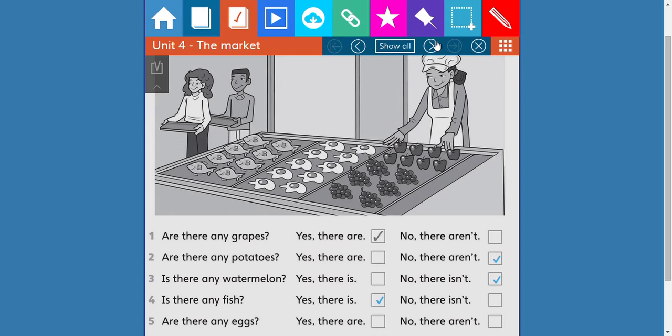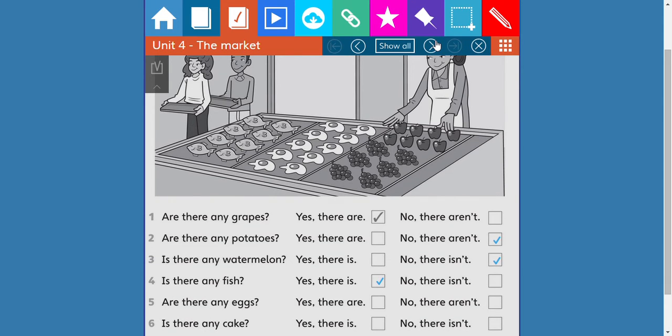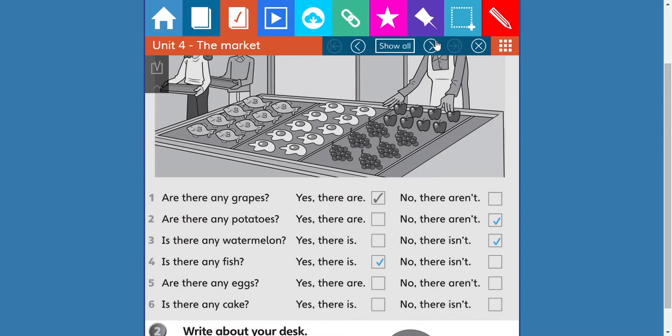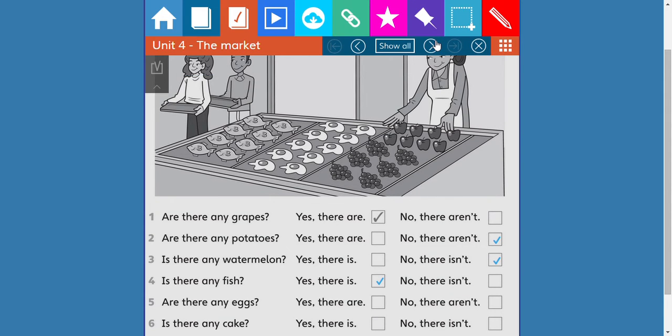Look, question number 4. Fish, uncountable nouns. نتعامل مع uncountable nouns as a singular. الجواب طبعا استخدمنا is for singular and الجواب yes there is because نتعامل مع uncountable nouns like singular.